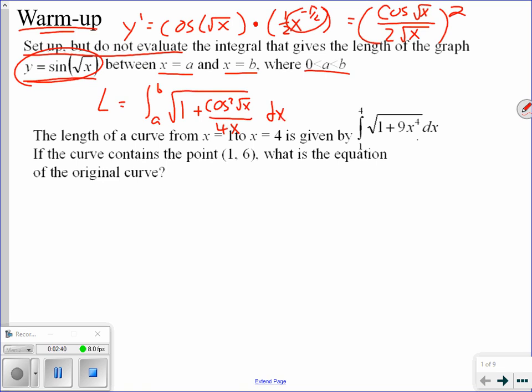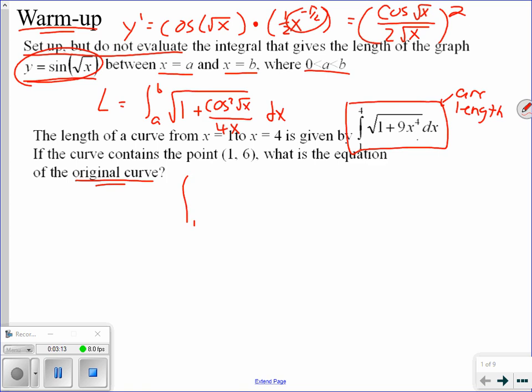There's the setup. Yay. The next one says the length of a curve from 1 to 4 is given by this. If the curve contains the point (1, 6), what is the equation of the original curve? This right here is arc length, the formula that we learned. What this is testing is that you're able to identify the original function from the arc length formula. So pause the video, see if you can do it yourself.